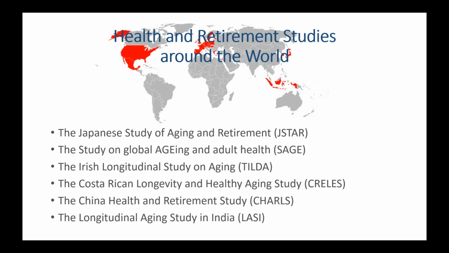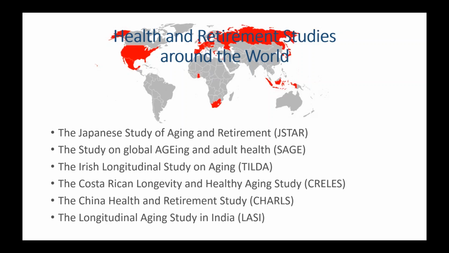Then in 2007 also, the Japanese Study of Aging and Retirement started. It surveys Japanese people aged 50 and older. This is the one survey which is not nationally representative, although they do draw from different municipalities which are meant to cover different parts of the Japanese population.